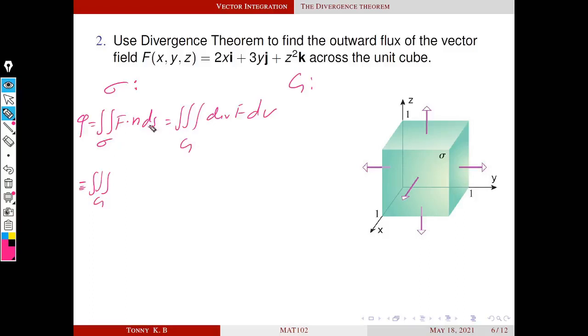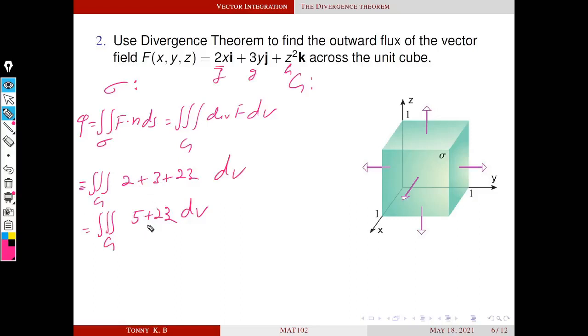Phi is equal to the surface integral, and by Gauss divergence theorem this is equal to this triple integral. And what is div F? Here this is our small f, g and h. So the first term is dou f by dou x, that is 2, plus dou g by dou y, that is 3, plus dou h by dou z, that is 2z. So this is our div F dV.